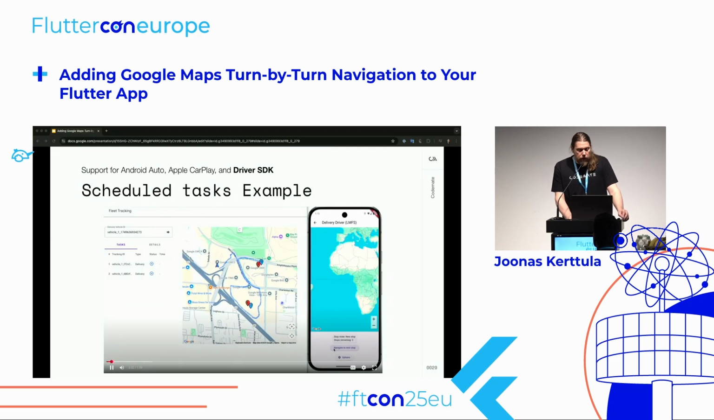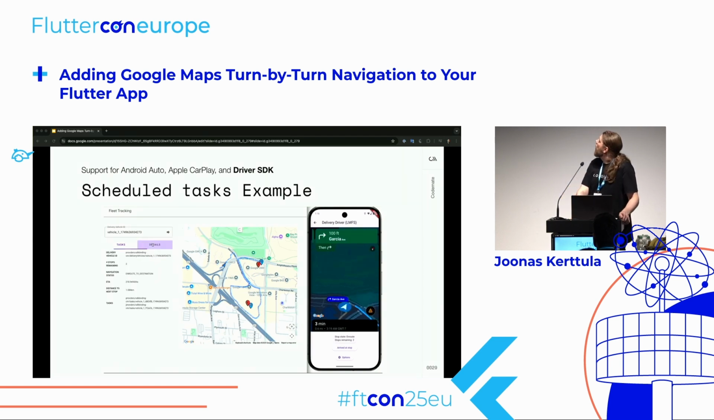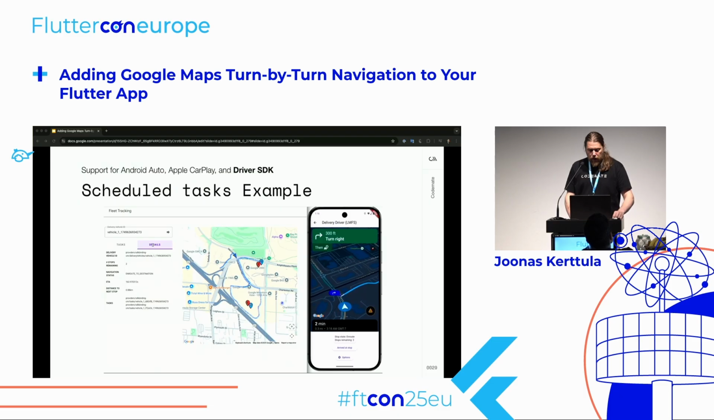And I have a few examples of how the driver SDK works. So you have scheduled tasks, which is for delivery services. And there's a separate view which shows the data from the Fleet Engine. And you can see the vehicle moving over there. So this is something which is used, for example, by services that have a lot of drivers for delivery purposes.